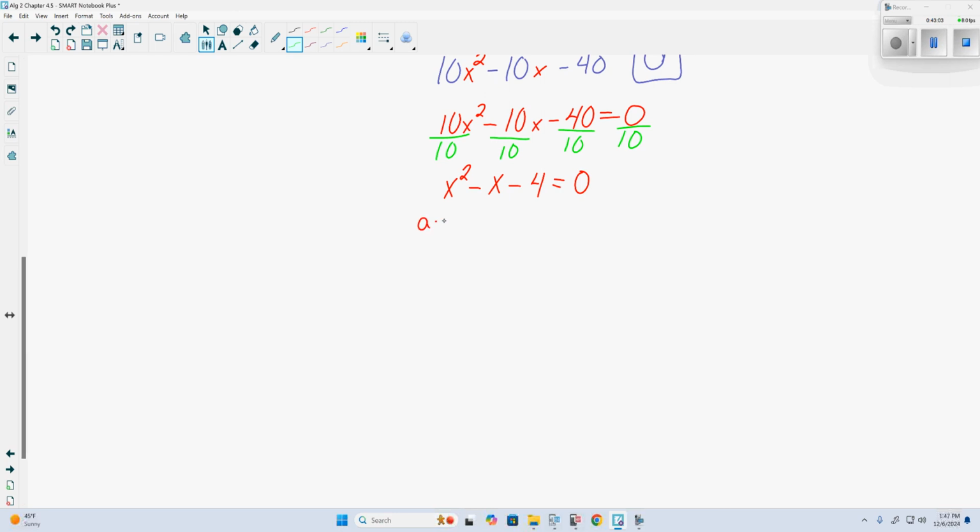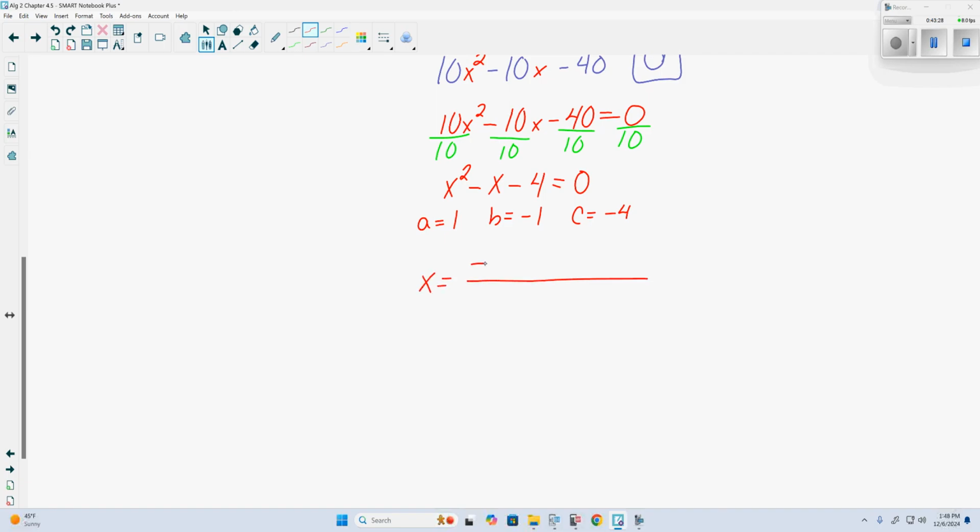Because here, a, the number in front of x squared, is 1. b is the number in front of x, which is negative 1. And c is our negative 4. Because if we use the original ones, a would have been 10, b would have been negative 10, c is negative 40. They would have been a lot bigger. It would still get the same answers. We would have to reduce.